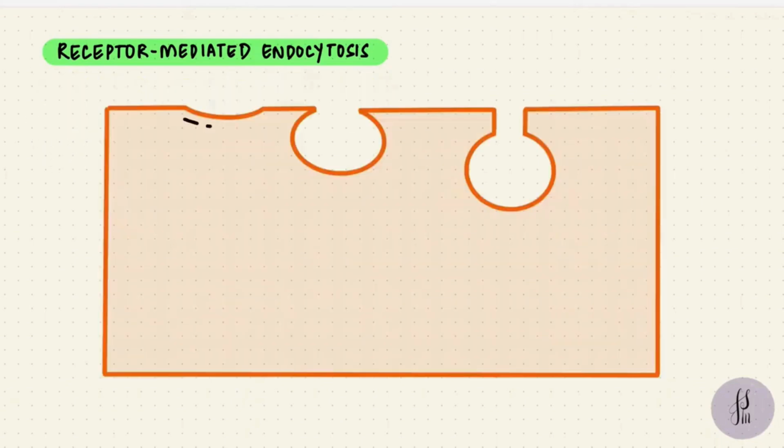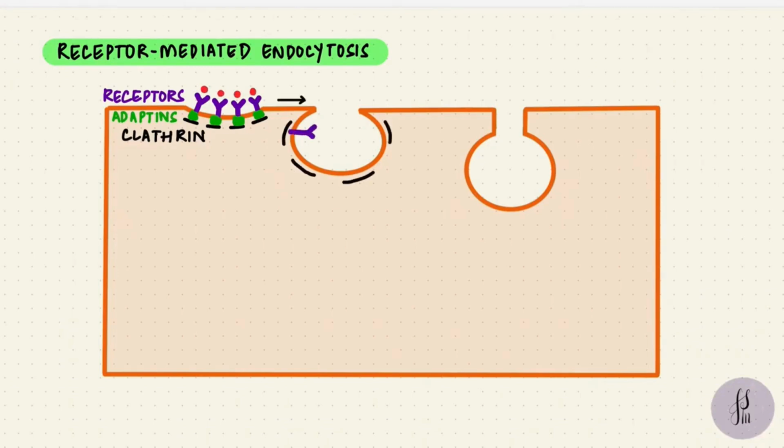The cell membrane has depressions. Clathrin is located beneath these pits. These are coated pits. They are coated with specific receptors. The two are attached by things called adaptins. So when the ligands bind to the receptors, the vesicle is going to form. It's more specific than fluid phase endocytosis because a specific receptor is involved.